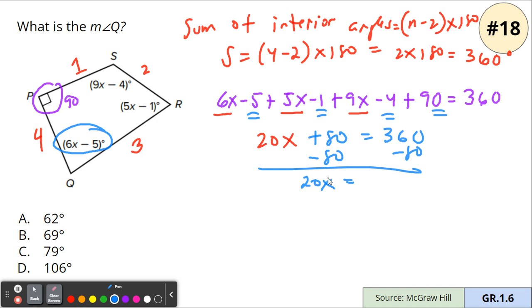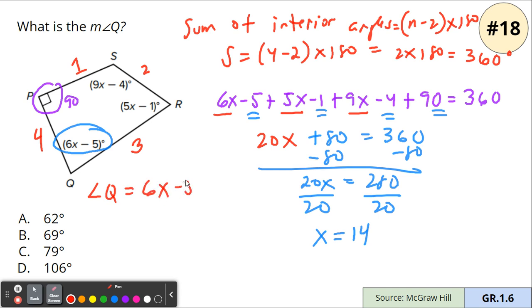That is 280. And then we divide both sides by 20. So x therefore will be equal to 14. So since we already have our x, we are now ready to find our angle Q, which is equal to 6x minus 5. So 6 times 14 minus 5. So 6 times 14, that is 84.